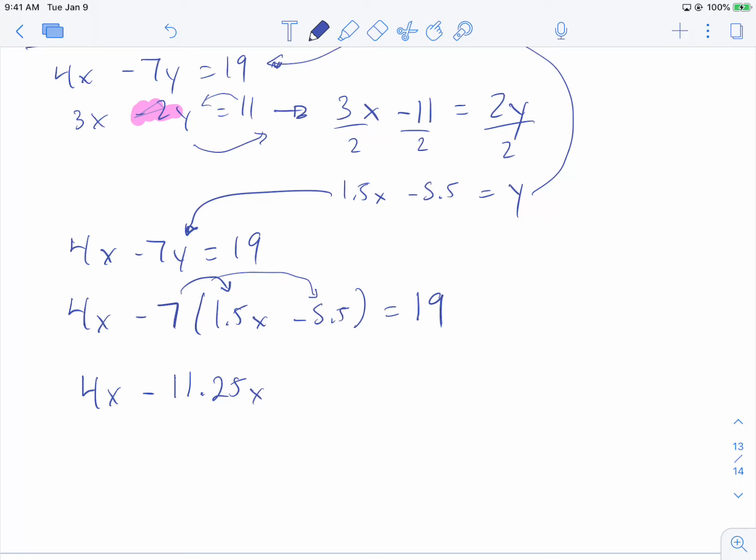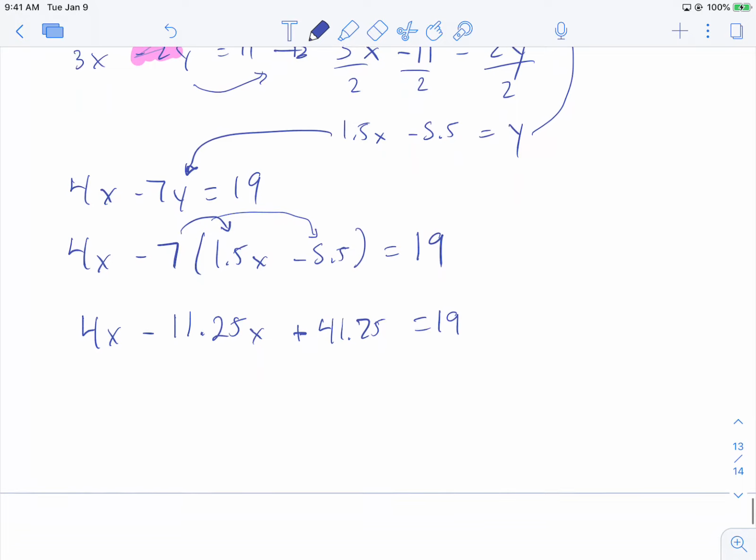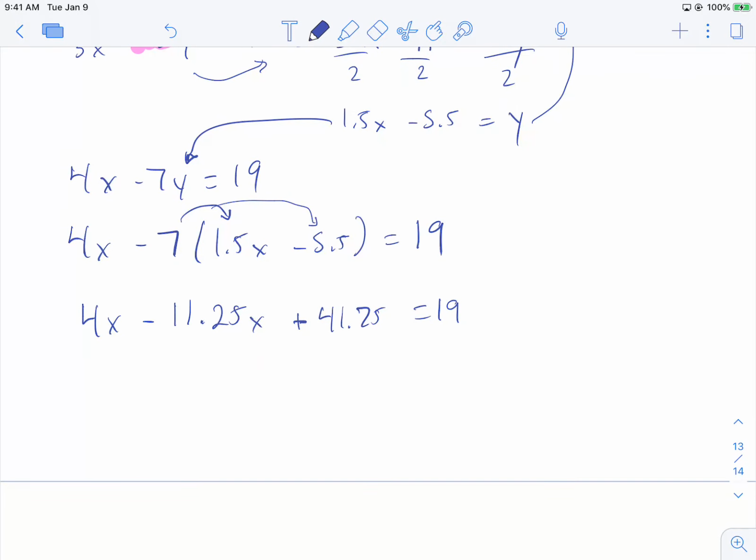So I need you to think about that. So if you have minus 7 times negative, that means you're going to end up with a positive, and you're going to get positive 41.25 equals 19. So we get 4x minus 11.25x, so we're going to keep that on one side. We're going to move that over, and you'll end up with 4x minus 11.25x equals 19 minus 41.25.